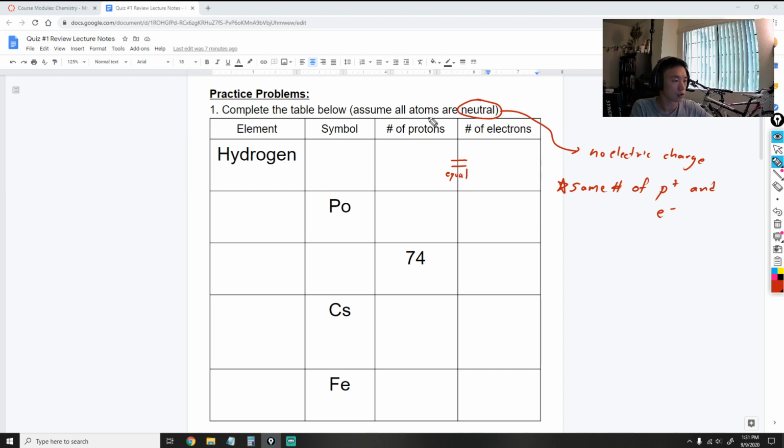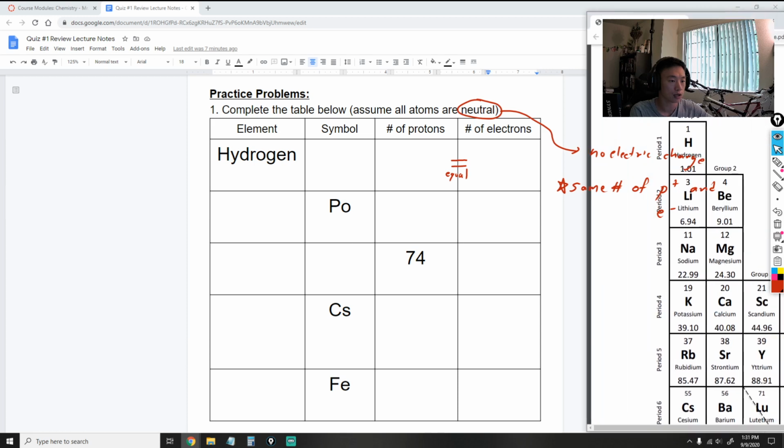Make sure you read the directions carefully. All right, so let's start filling out this table. So we have our first element. It says that our element is hydrogen. So in order to fill out the symbol, the number of protons, and the number of electrons, what we're going to have to do is we're going to have to go look on the periodic table. So I'm going to pull out my periodic table.